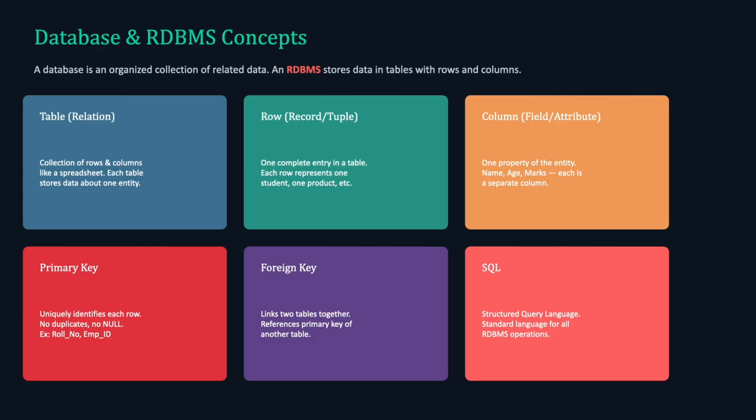A database is an organized collection of related data. RDBMS, Relational Database Management System, stores data in tables. A table has rows and columns. Each row is one record. Each column is one field. The primary key uniquely identifies each row. No duplicates, no null values. Roll number or employee ID are typical primary keys.